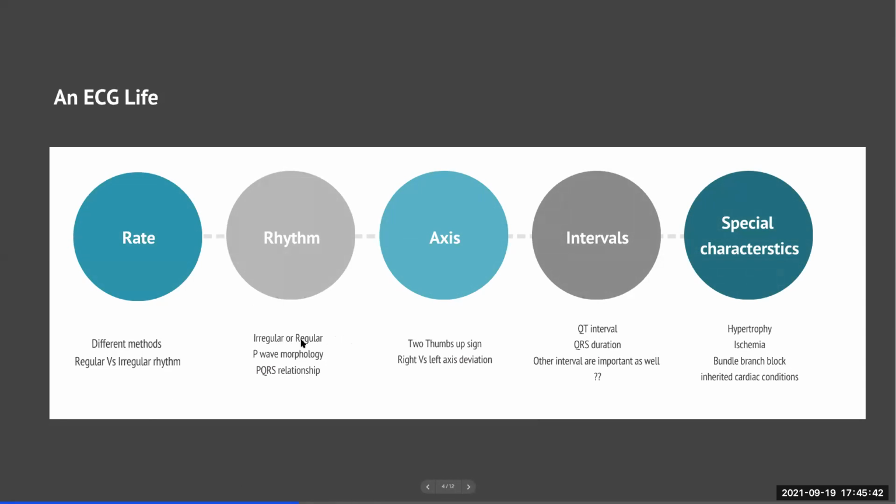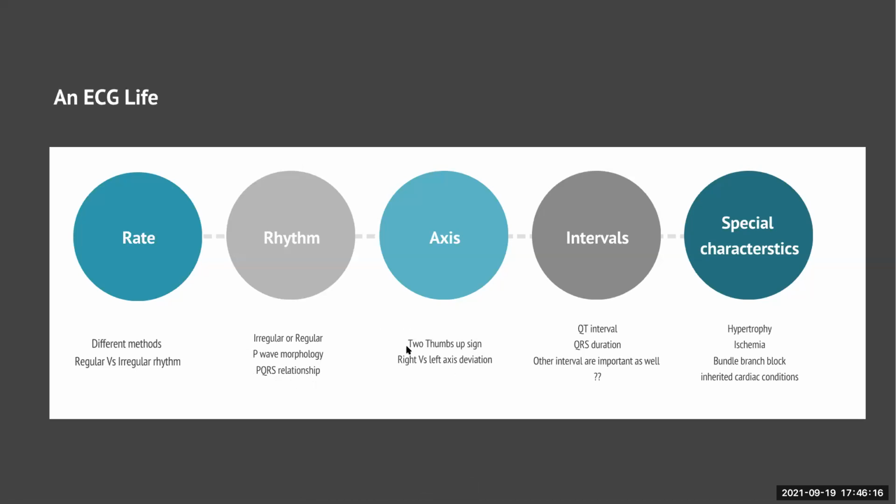Then look at rhythm. Is it irregular? Is there a pattern to it or not? If it is, what does the P wave morphology look like? We'll talk a little bit more about that on the other ECGs, and then the PQRS relationship. Remember, the 2 thumbs up sign, axis. So why is the axis important? I think the axis is important for 2 very important reasons. One, it tells you the wave of depolarization that is spreading across the heart. And then it tells us, if there is an abnormal rhythm, from where it is being generated.